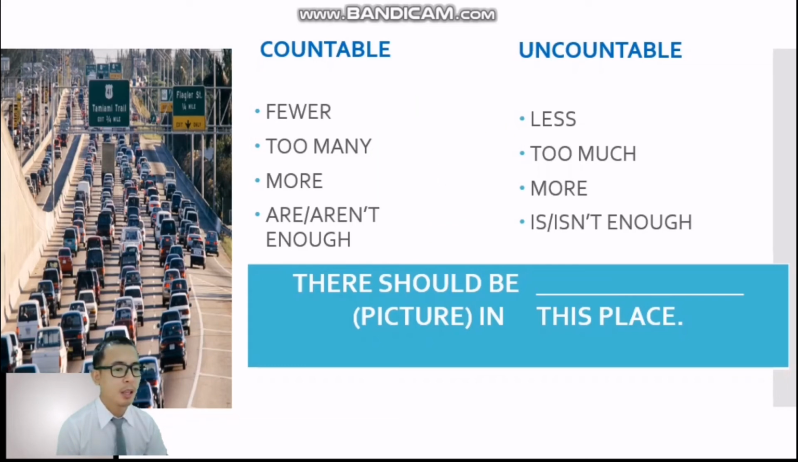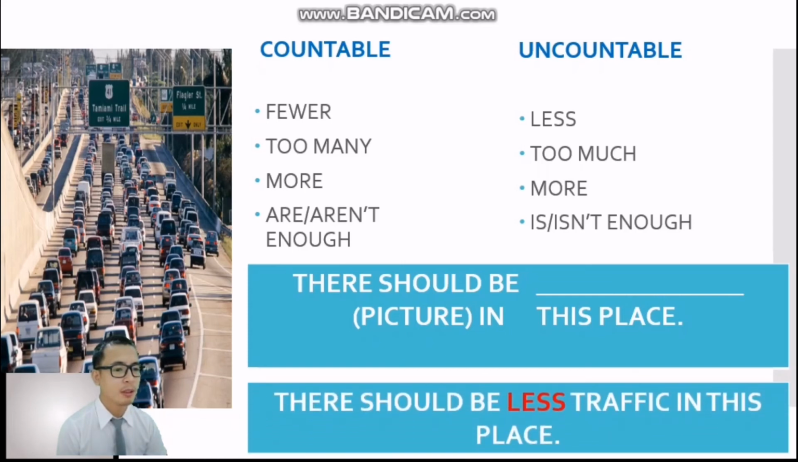Time's up. If you answered there should be less traffic in this place, then you are correct. Now, take a look at the word traffic. Traffic belongs to uncountable noun. So the correct quantifier for this one is less. There should be less traffic in this place. If this is your answer, good job.